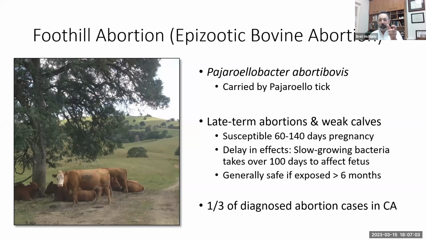When they're infected right around the 6-month mark, that's where we start to see this gray zone, and we can see these weak calves that are born as a result of foothill that didn't quite kill the calf in the uterus, but weakened them significantly. It makes up about 1/3 of the diagnosed abortion cases in California. So we know the mortality in naive heifers is quite high, and it can get up to 90-95% of the naive herd causing abortions, which is just devastating, I know, to everyone who's been dealing with this for so long.